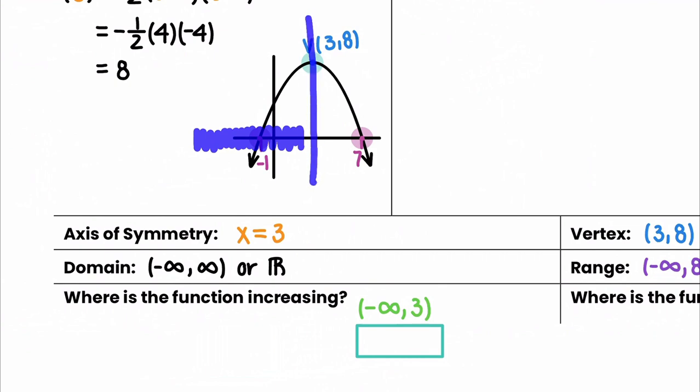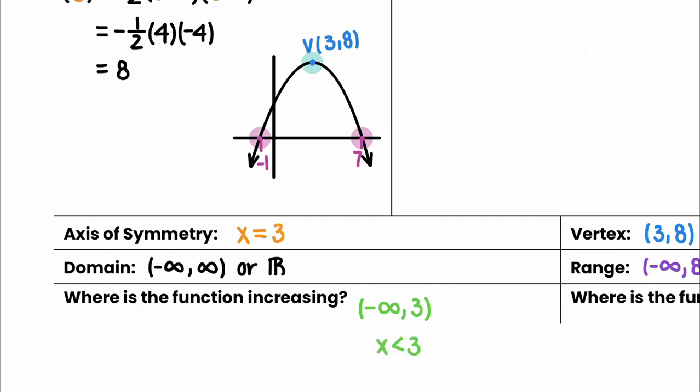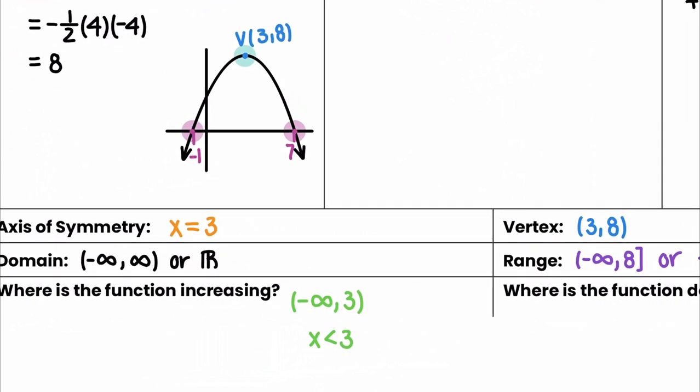Because from the domain, there's no end to the x values, and then it stops when x is equal to 3. And once again, we put parentheses around this because once we hit the vertex, we're neither increasing nor decreasing. It's like a midway zone. So that's why we do not put brackets. It is a defined point, but at that point, we are not increasing. So that's why it's a parentheses. Or we can say x is less than 3.